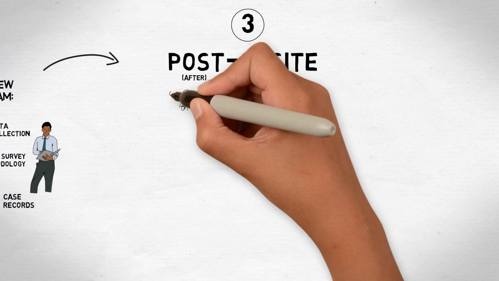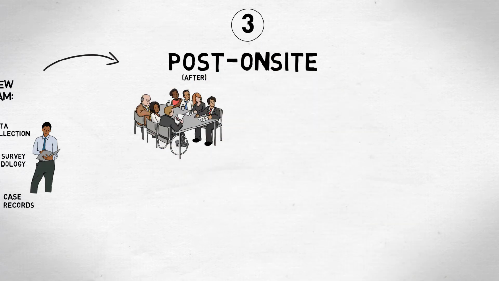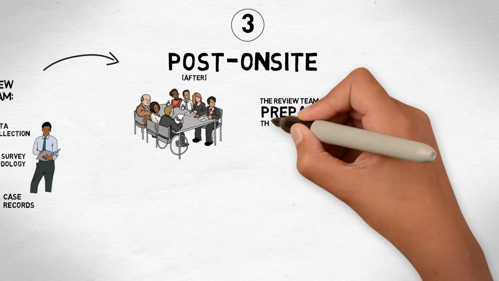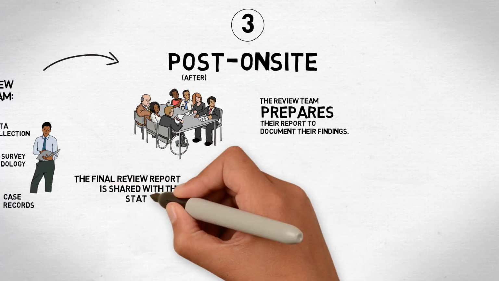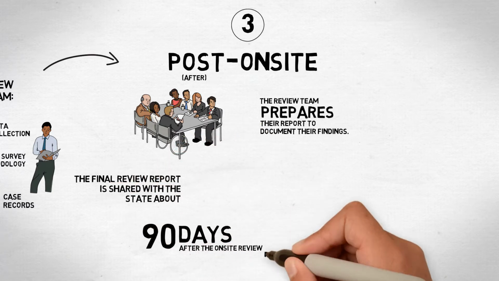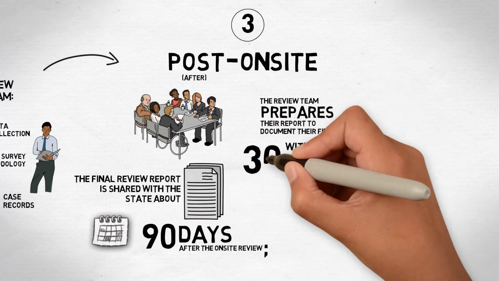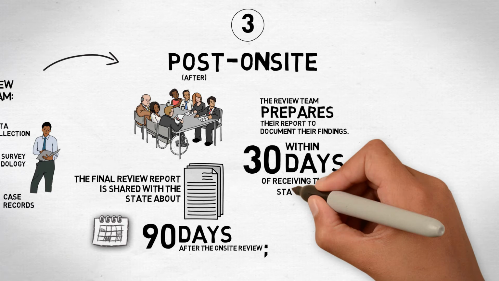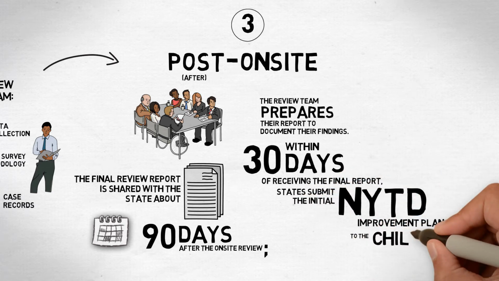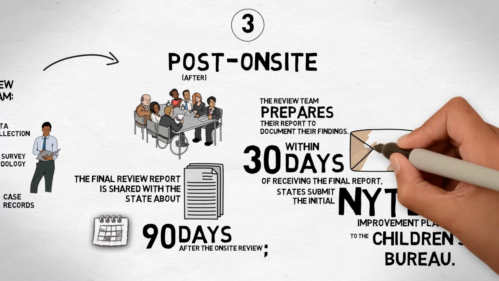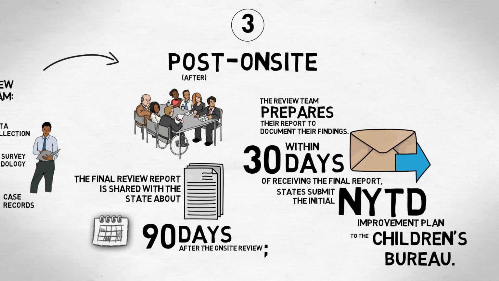Following the on-site phase, the post-on-site phase begins. This is when the review team prepares their report to document their findings. The final review report is shared with the state about 90 days after the on-site review. Within 30 days of receiving the final report, states submit the initial NYTD Improvement Plan to the Children's Bureau. This plan describes the state's strategies and timelines for improving NYTD data collection.